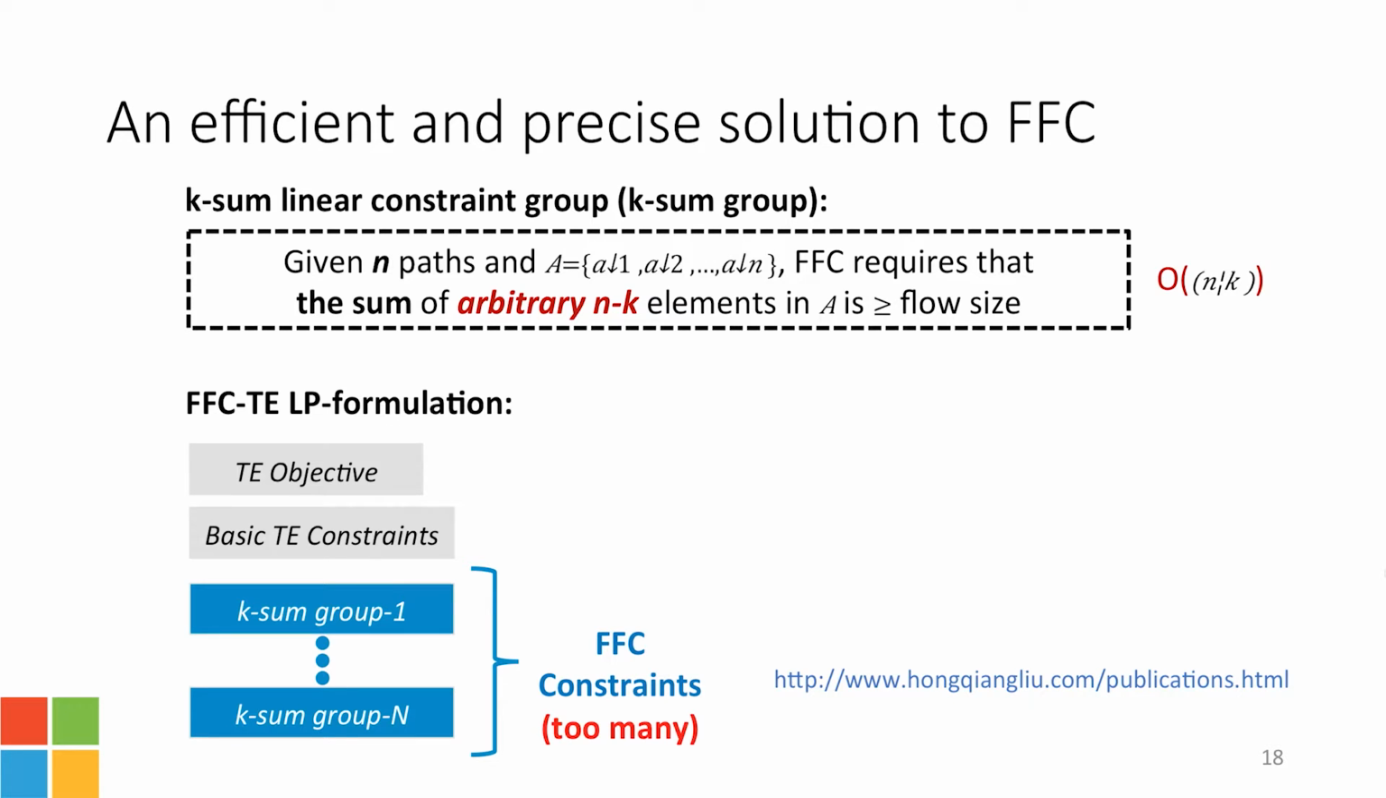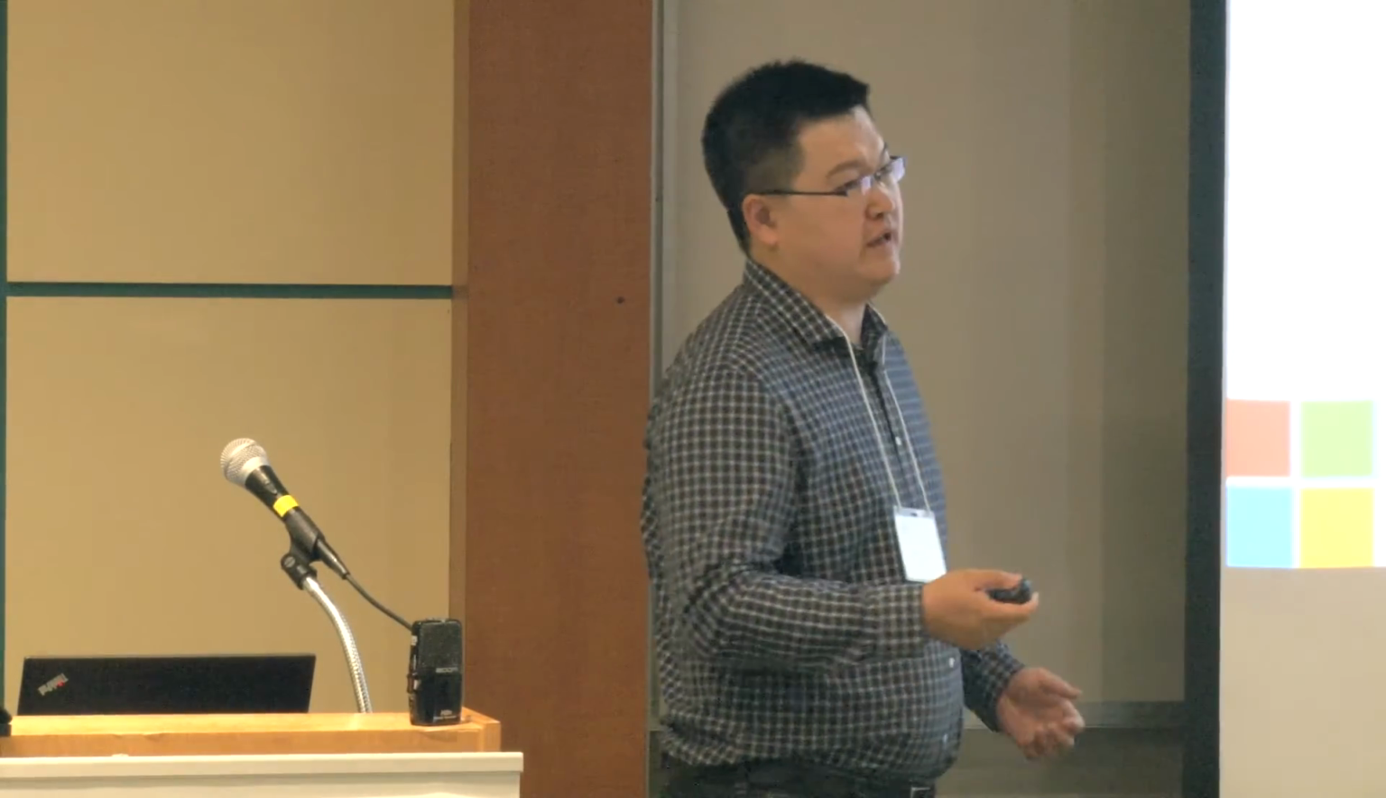Then let's go back to look at the structure of the FFC TE formulation. We have the normal objective and basic constraints, but we have a lot of FFC constraints, and the FFC constraints consider many groups of k-sums. And this is just for data plane faults. For control plane faults, you can also formulate it finally as a k-sum problem.